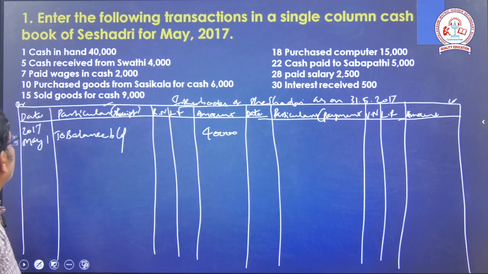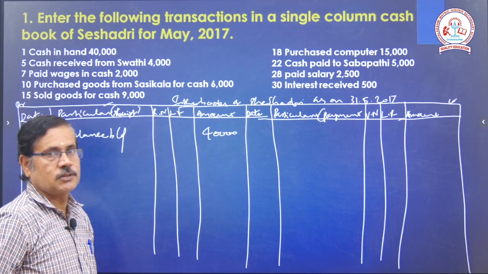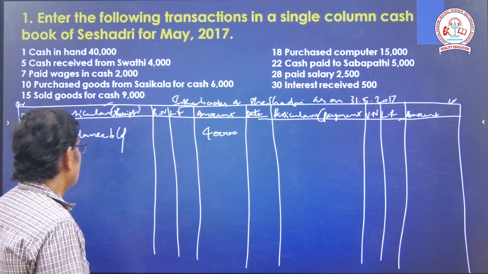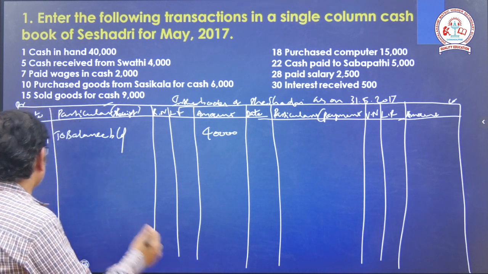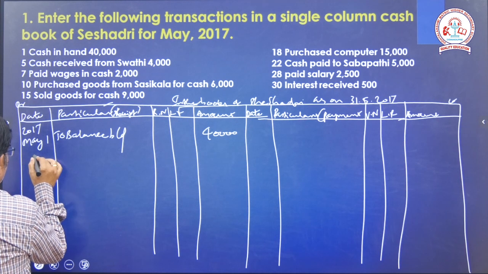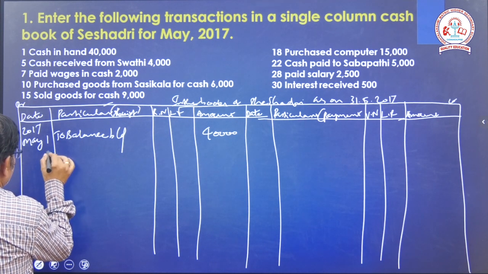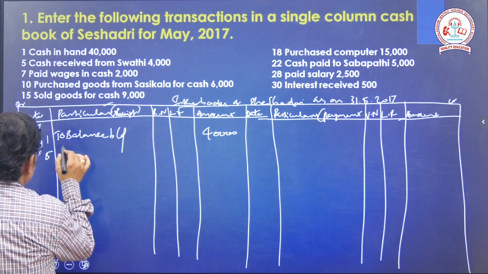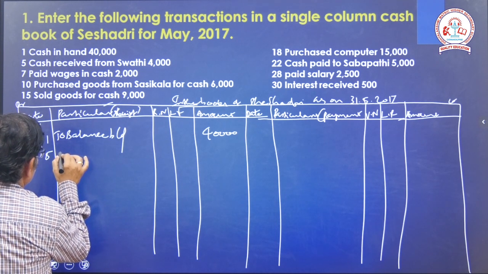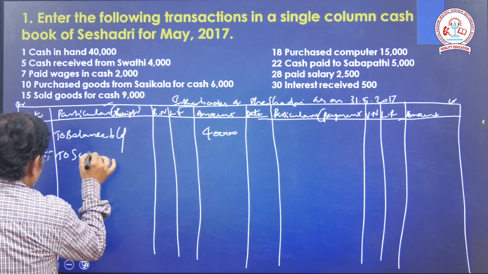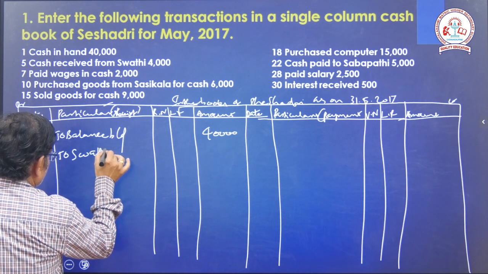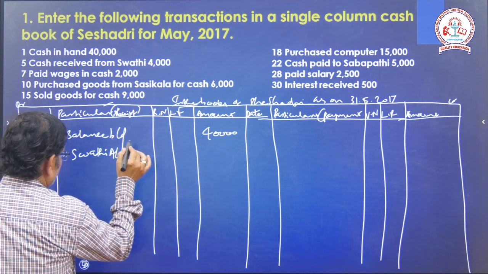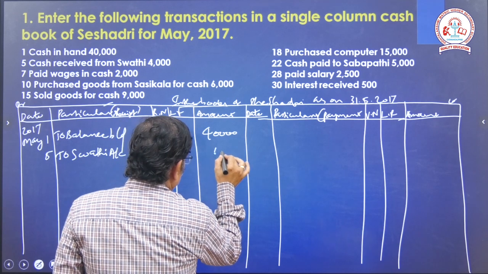Next, cash received from Swati. We are receiving cash from Swati, so it goes to the receipt side. Write the date here, the date is 5, to Swati account, and write the amount 4,000.